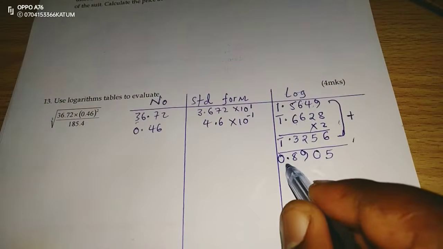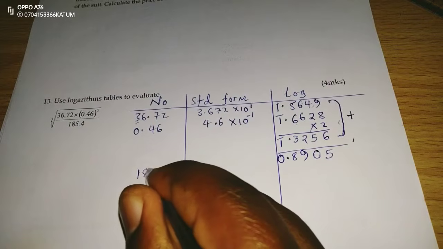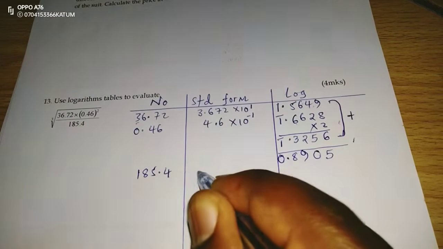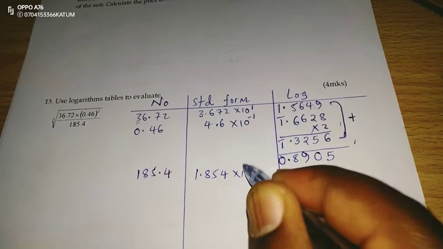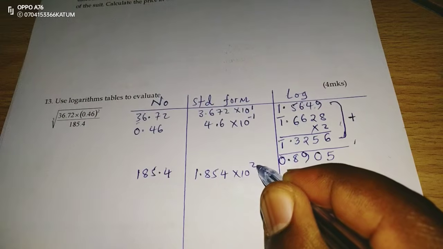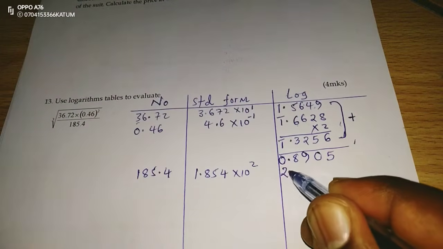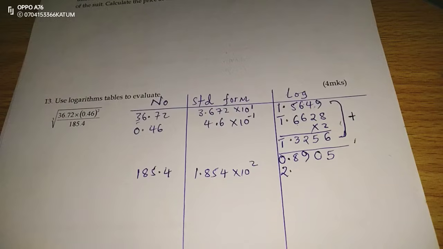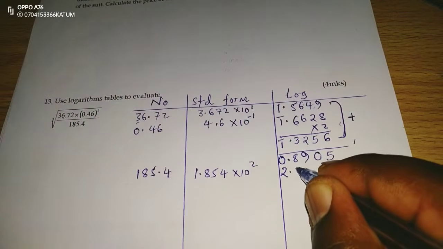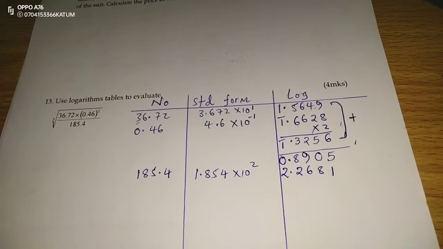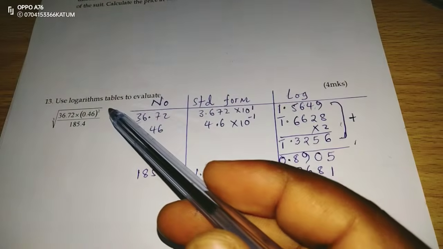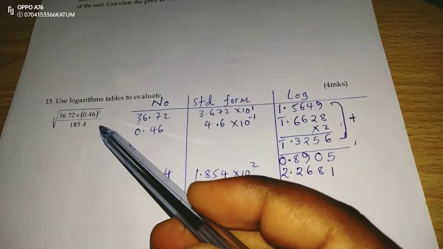Let me go to the third number, which is 185.4. This will be 1.854 multiplied by 10 to the power of 2. So the logarithm will start with 2. Then I find the log of 1.854. This gives me 2681.